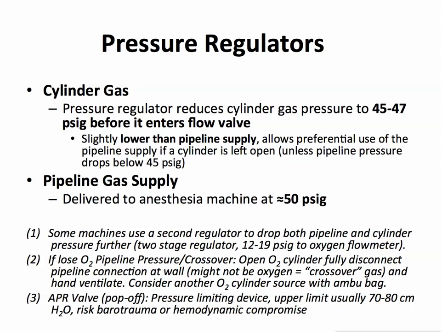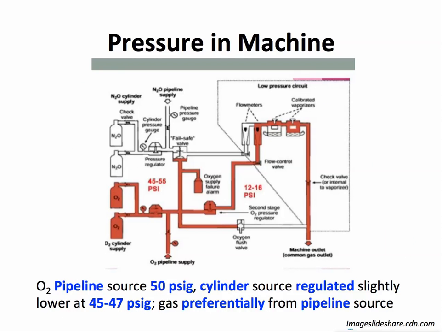Your APL valve or pop-off valve is another pressure regulator to some extent. It limits the pressure that can be built up in the circle system when you're hand ventilating, and the upper limit is usually about 70-80 centimeters of water. There is risk of barotrauma as that pressure goes up to that level, and if thoracic pressure rises and venous return decreases, there could be hemodynamic compromise and drop in blood pressure.